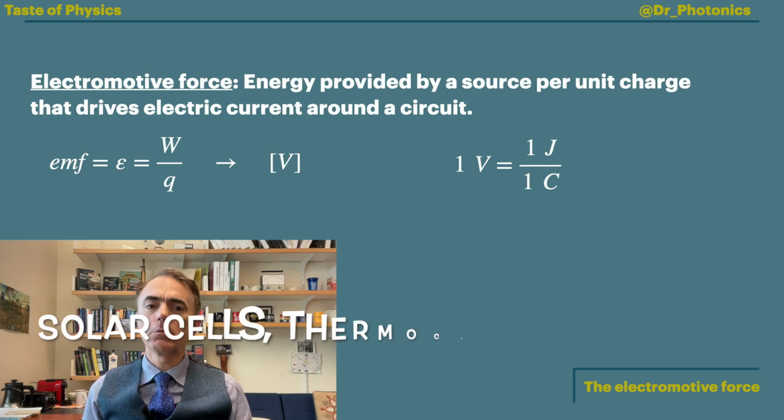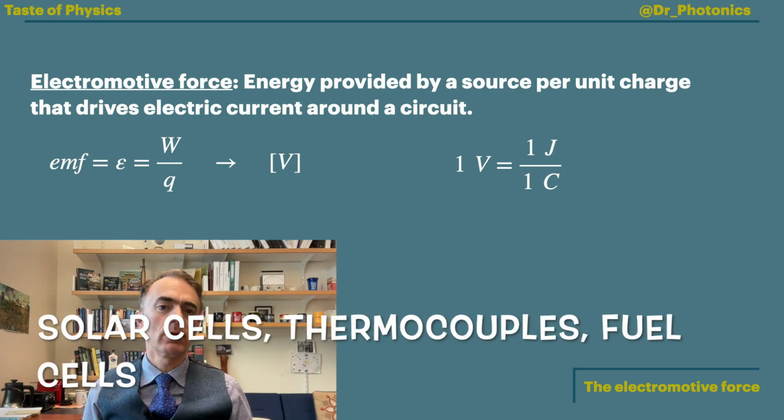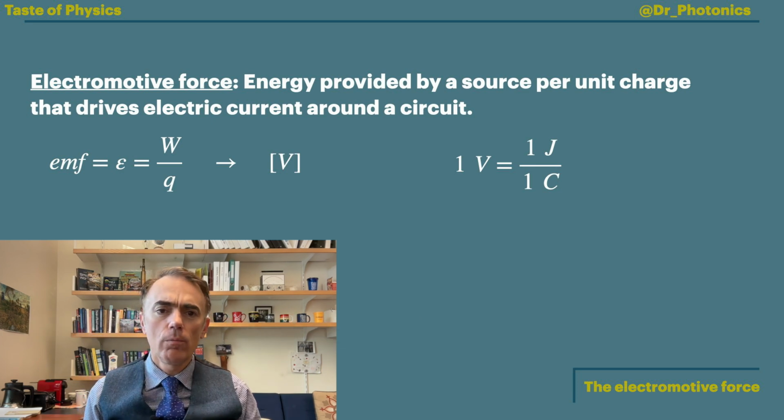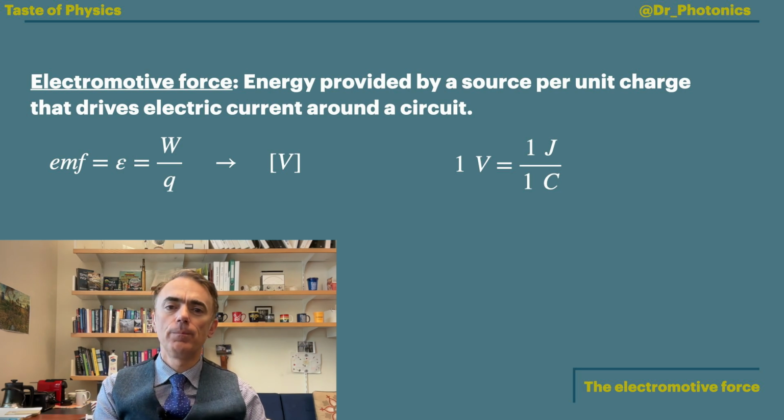Other examples include solar cells, thermocouples, and fuel cells. Each of these sources converts energy forms, from light, heat, or chemical energy, into electrical energy.